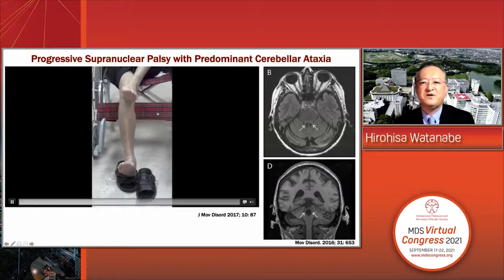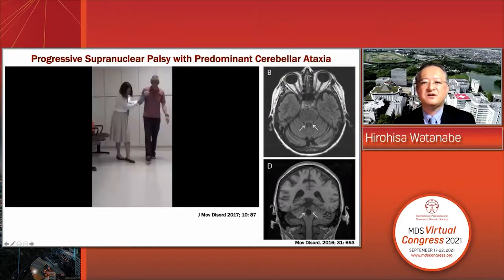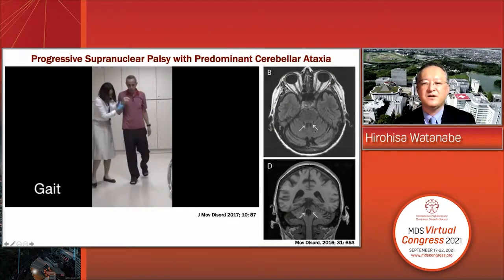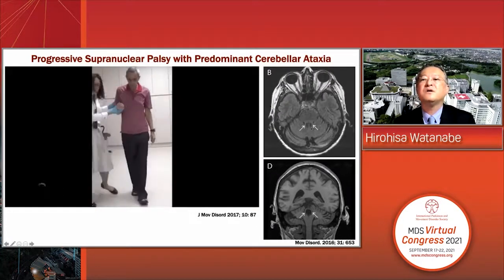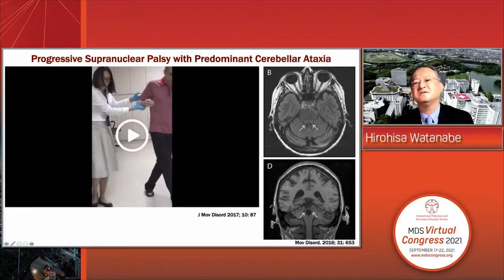In patients with PSP with predominant cerebellar ataxia, superior cerebellar peduncle hyperintensity on MRI is characteristic. But the number of PSP patients with predominant cerebellar ataxia is limited. So we will need a collaborative study to establish the clinical concept of PSP with predominant cerebellar ataxia.